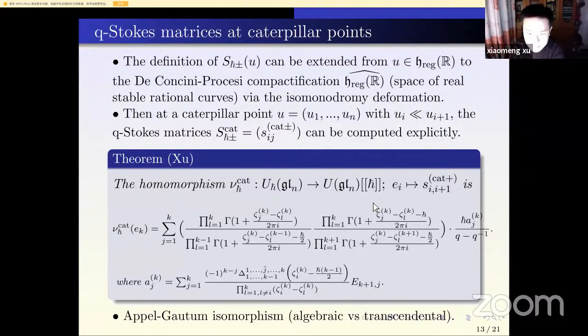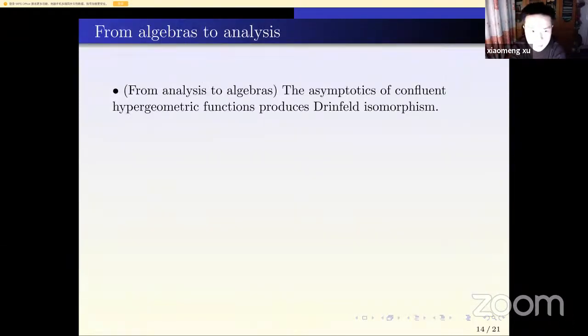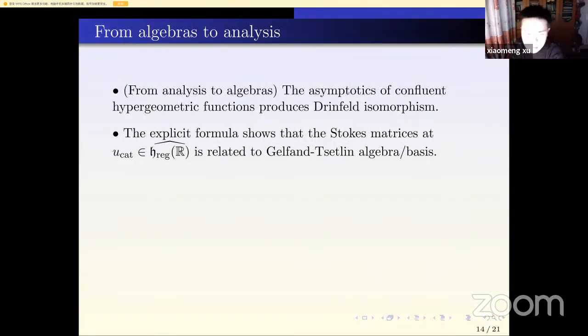Since we have an explicit algebra isomorphism from the quantum group to the classical Lie algebra, and from analysis to algebras, we have already seen that the asymptotics of Kummer or generalized Kummer functions produce some explicit algebra isomorphism. On the one hand, the explicit formula shows that the Stokes matrices at this special caterpillar point are related to the Gelfand-Zeitlin algebra or basis. I'm going to recall what a Gelfand-Zeitlin basis is in the next slide. So this is basically seen from the explicit formula.